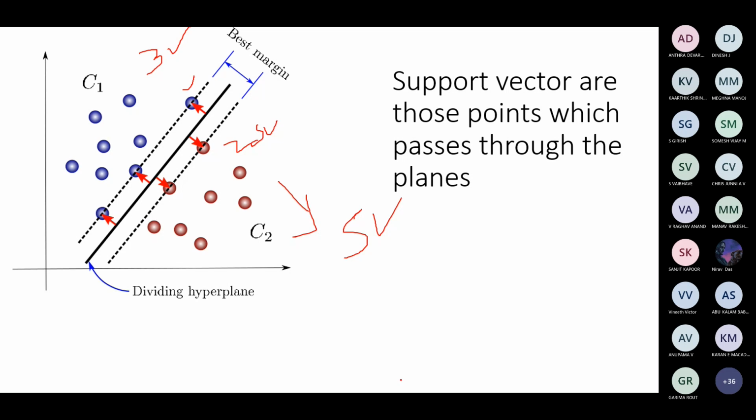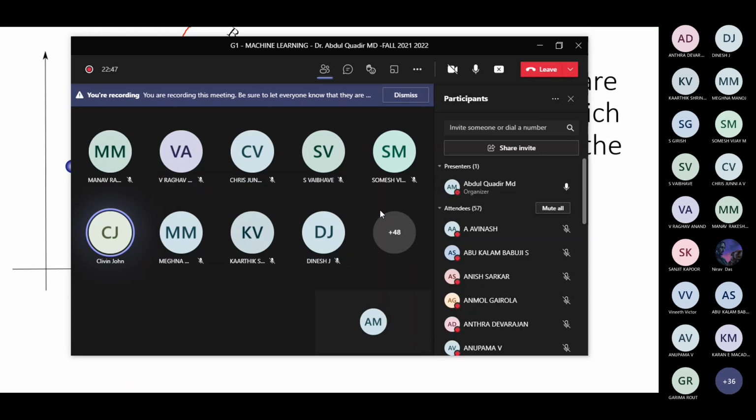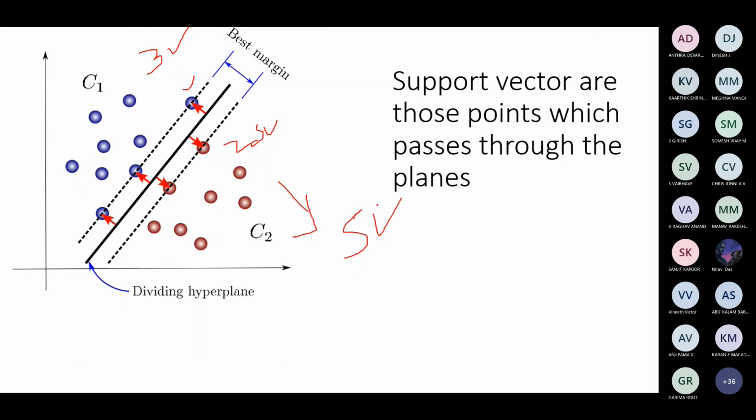Is it clear, sir, till here? I have a small doubt. Yes, sir, please. If the points are in between the hyperplanes, would they also be considered as support vectors?